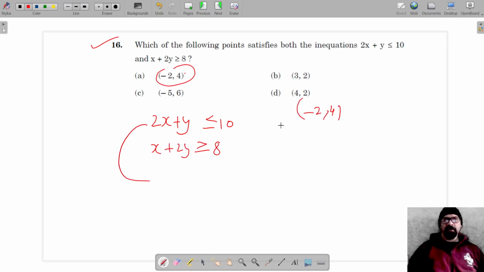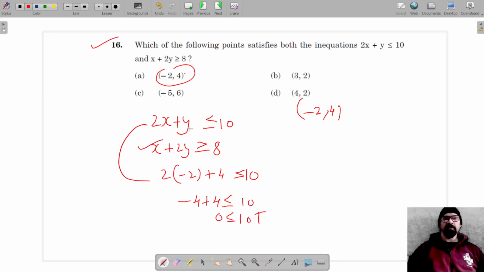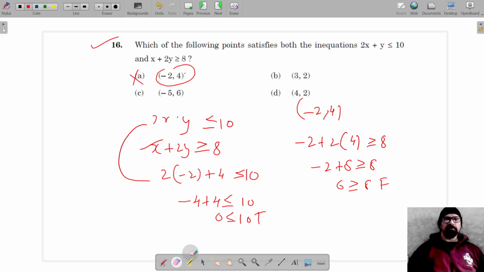If I put the values of x and y in this, which gives me 2 into negative 2 plus 4 less than or equal to 10. So minus 4 plus 4 is less than or equal to 10, which is 0 is less than or equal to 10, is true. Now for the second equation, it's minus 2 plus 2 into 4 is greater than or equal to 8, which is minus 2 plus 8 is greater than or equal to 8. 6 is greater than or equal to 8 is false. So that means this will not satisfy these two conditions.